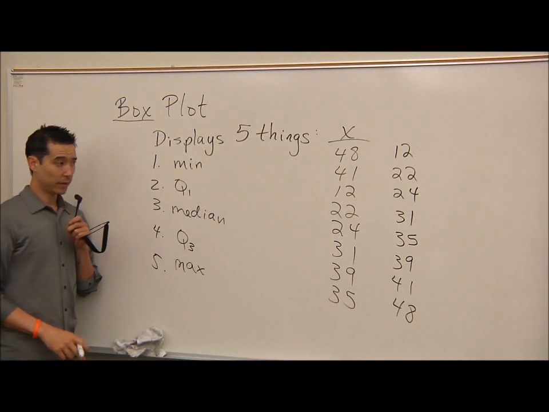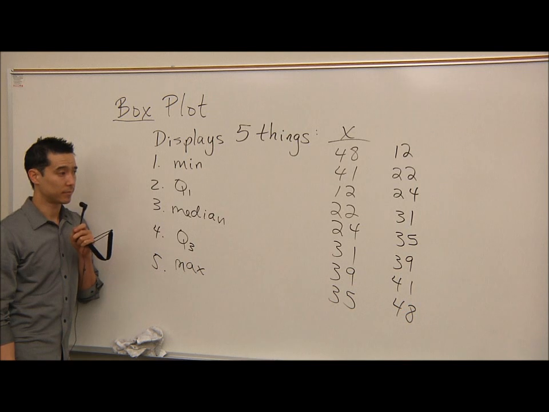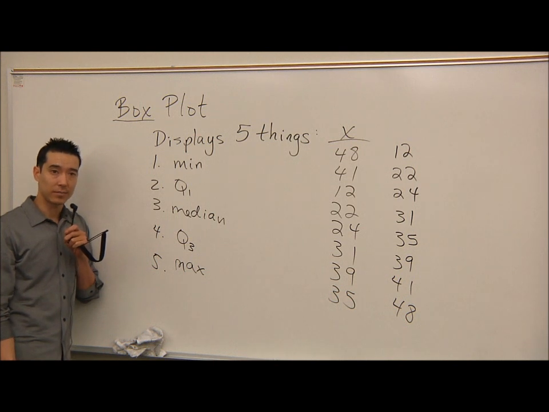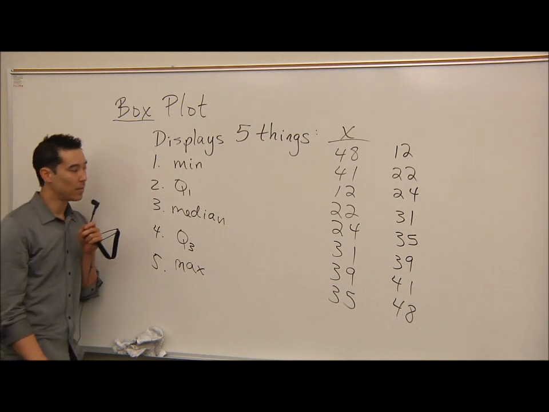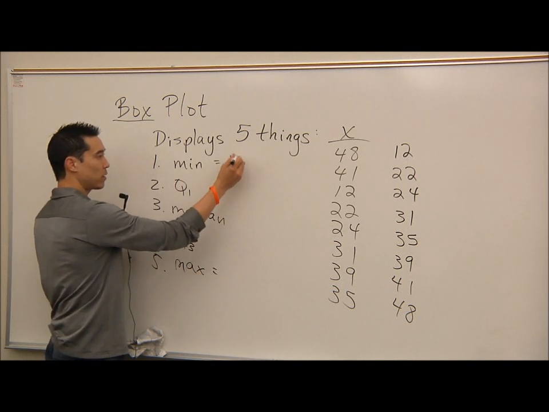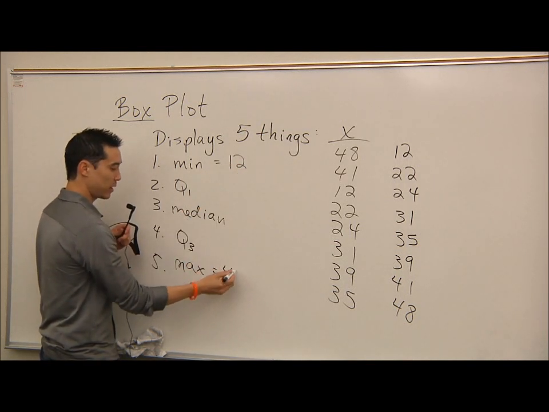How many data values do we have? What's n here? 8. It's an even amount, okay? So is that good or bad for finding a median? It's not the best, right? Because then I have the middle 2 numbers, and I find the average of those 2 numbers. Okay, but in any case, we have 1 and 5 done for us. The minimum here is 12. The maximum here is 48.